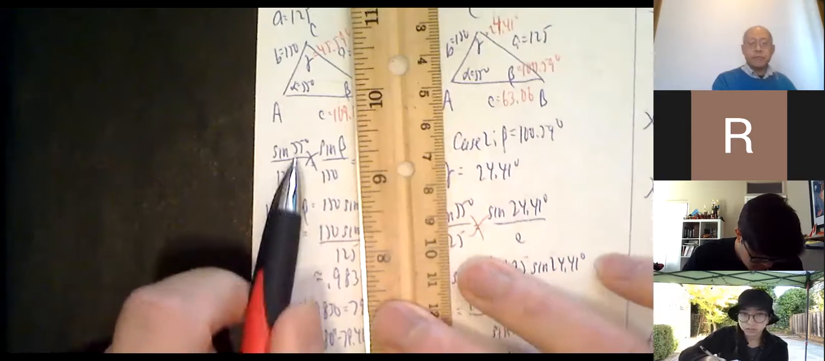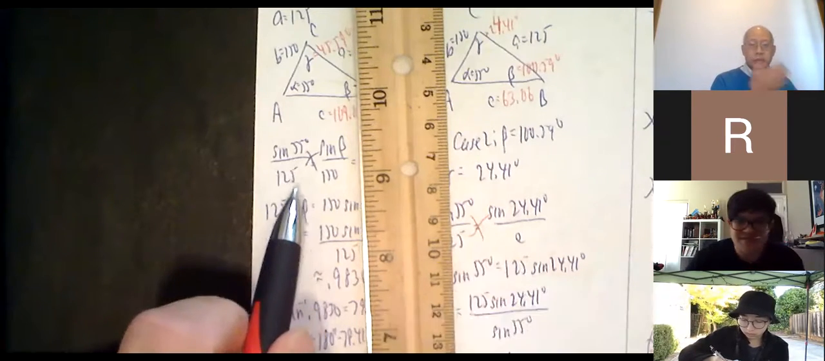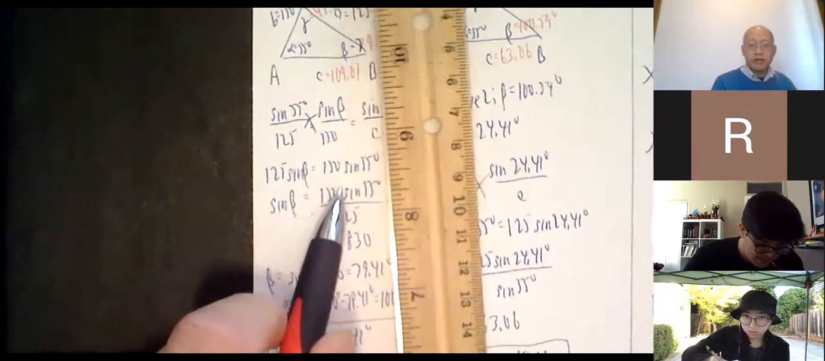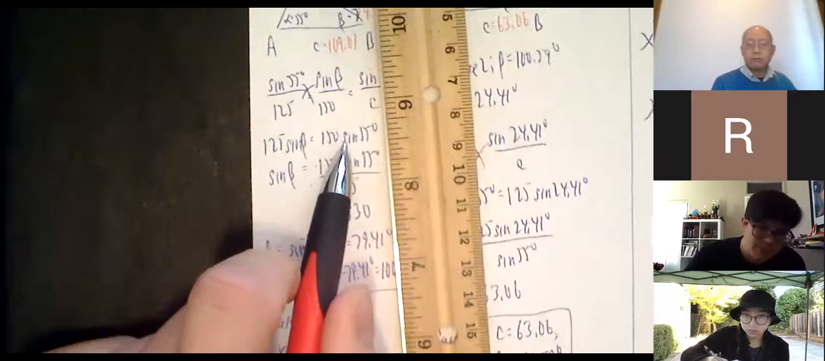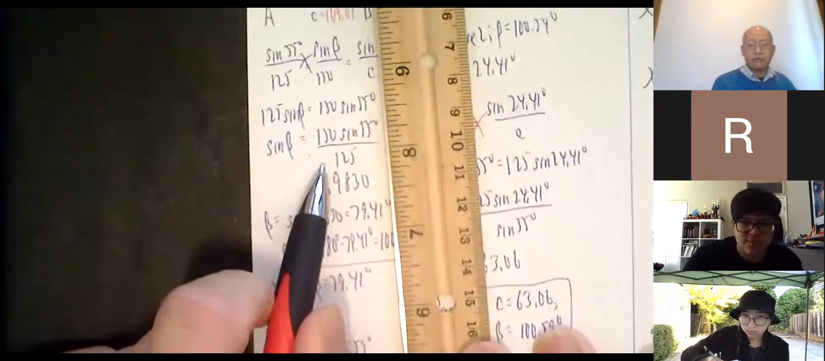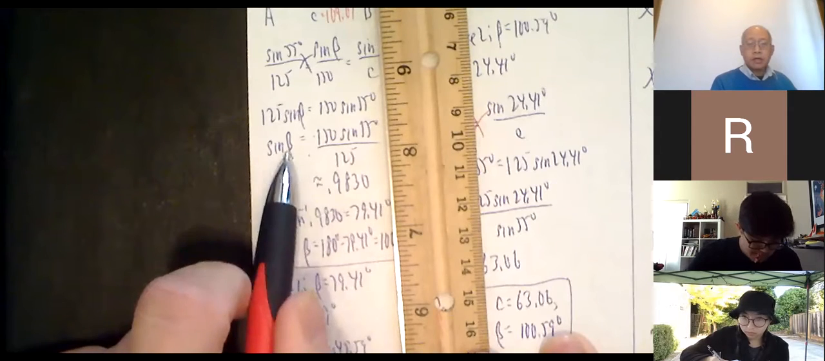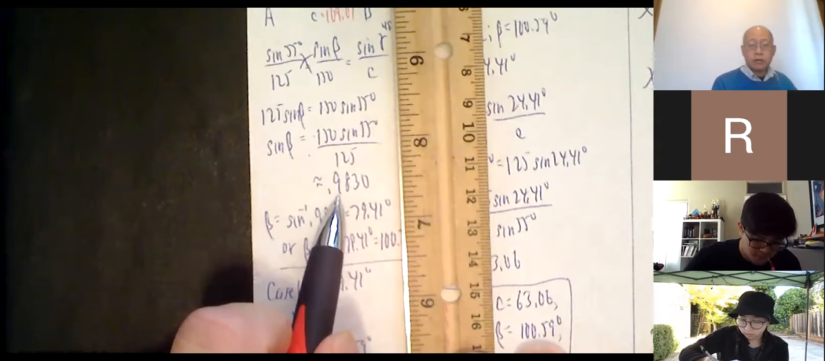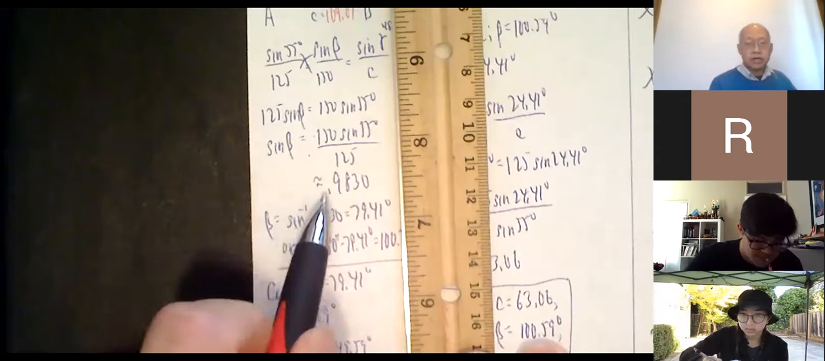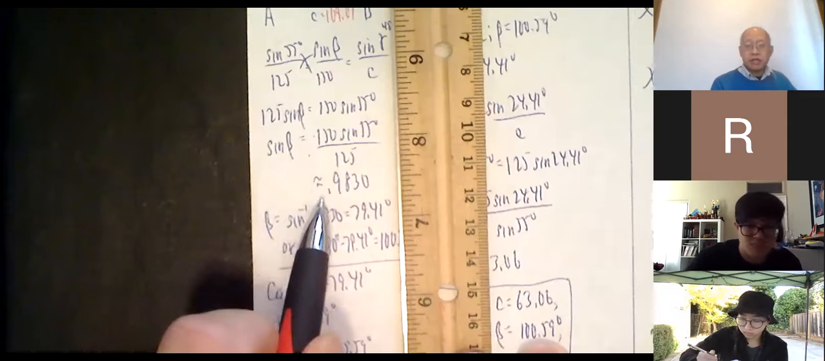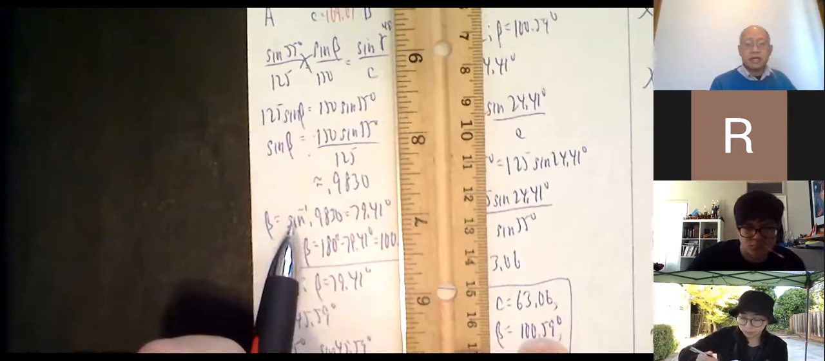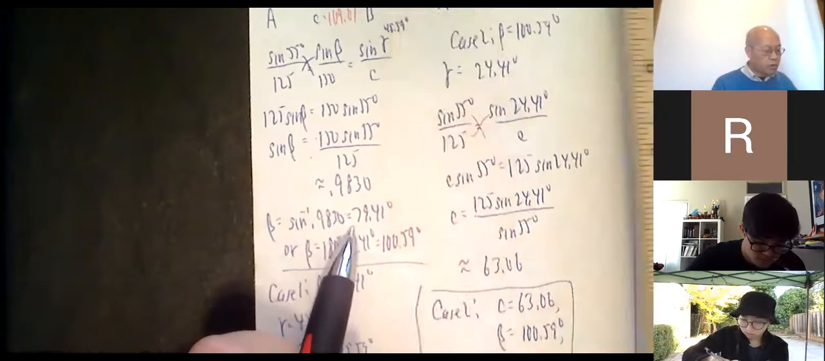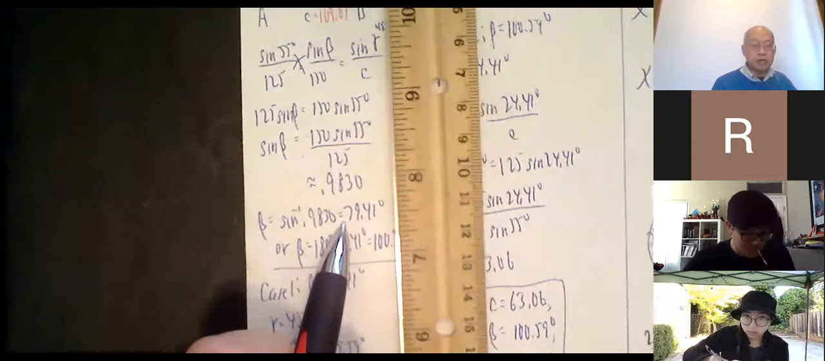Okay, so cross multiply, that seems normal. 125 sine beta equals 150 sine of 55 degrees. Divide by 125. So sine of beta is 0.9830. Now, here's the tricky thing about it. Sine of beta is 0.9830, so beta is sine inverse of 0.9830, which is 79.41 degrees, but that's only one possibility.